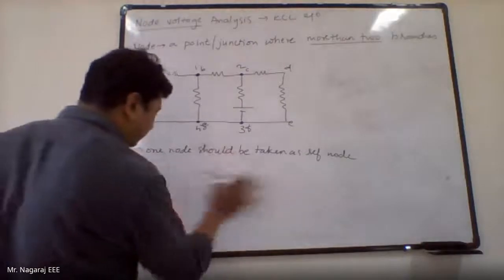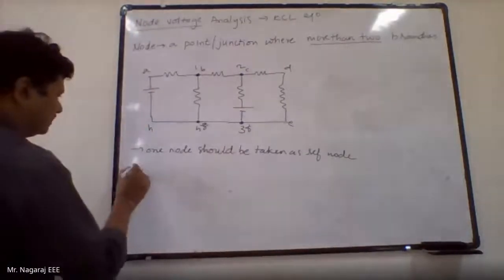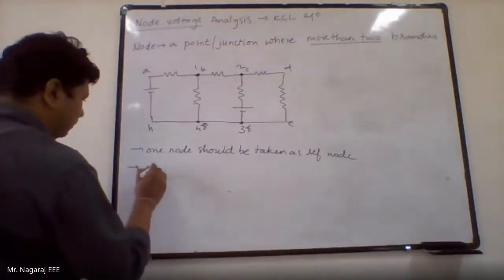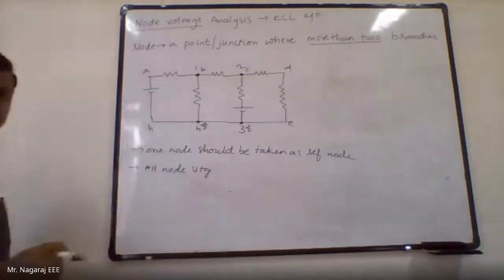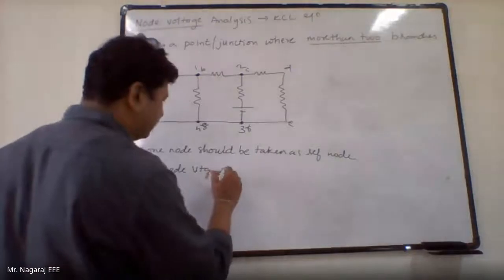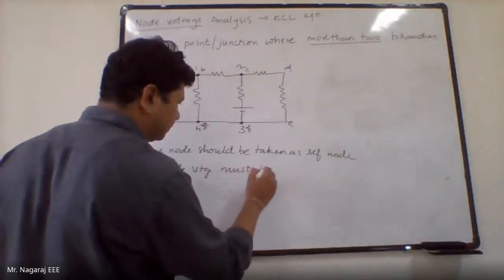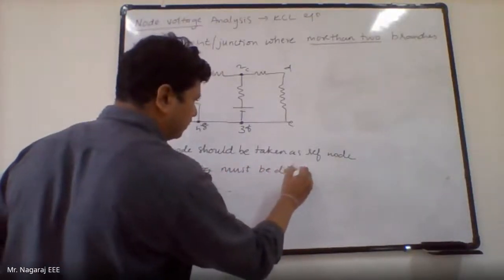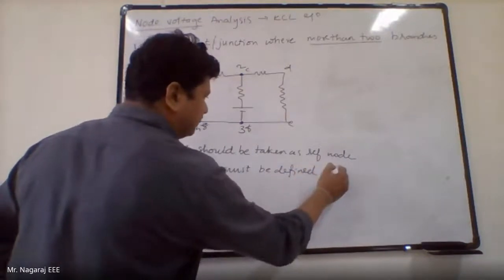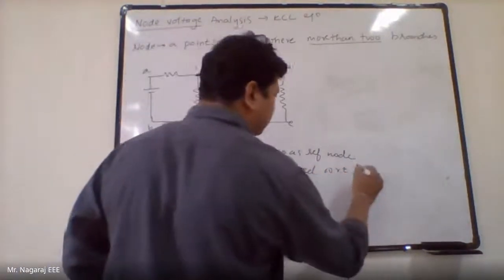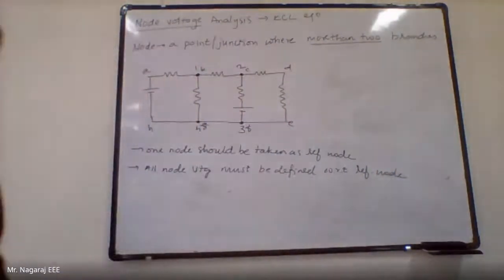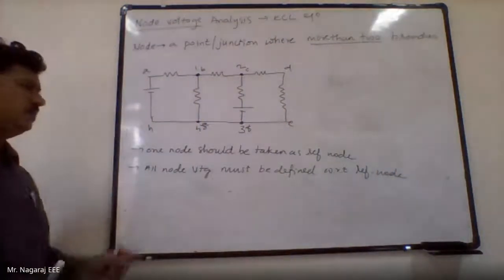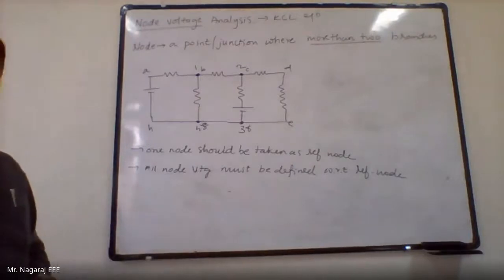So the second point we should remember here is: all node voltages must be defined with respect to the reference node. All node voltages must be defined with respect to reference. So that is the reason why I have to take one reference node.